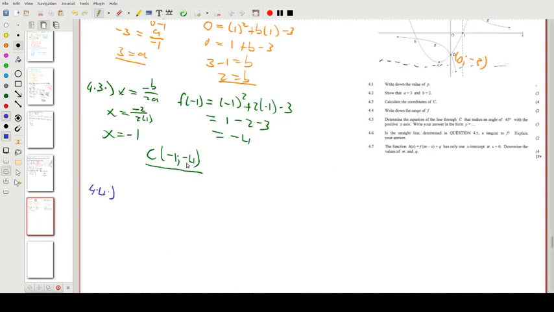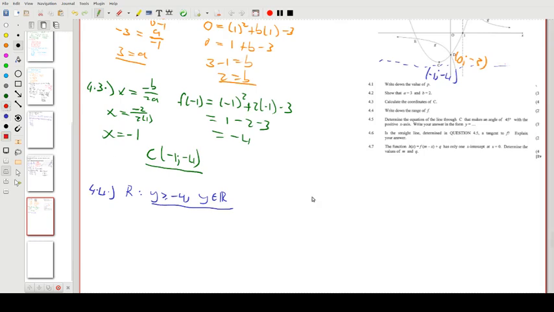So we already know this is the C value. Let's write down the coordinates here. So we know C is negative 1 and negative 4. So that's the y value, the negative 4. So we know the range of y is y must be greater than or equal to negative 4. And that is for all real values of y. There's our answer for 4.4. Nice, we're going smoothly along.